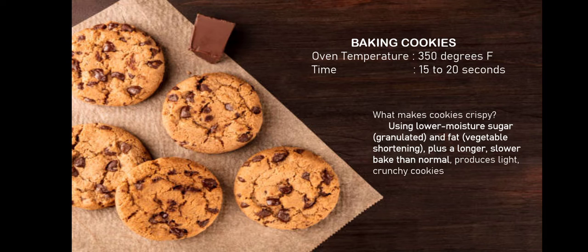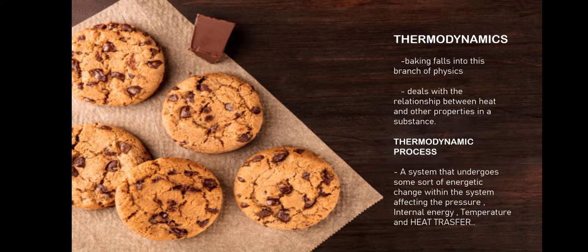Baking cookies should be done at an oven temperature of 350 Fahrenheit. The time required for baking is 15 to 20 seconds. What makes cookies crispy? Using lower moisture sugar, granulated sugar, and vegetable shortening, plus a longer, slower baking than normal, produces light, crunchy cookies.